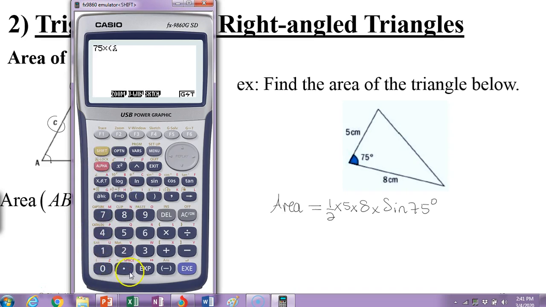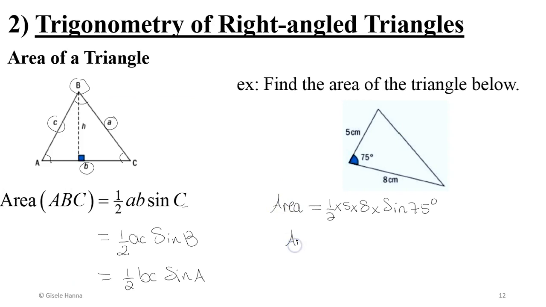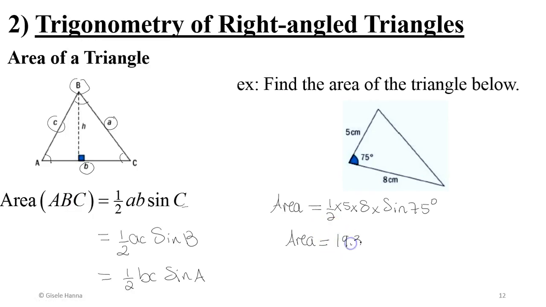pi divided by 180 in order to convert that angle to radians. Then I would take sine of the answer and then multiply it by 20. Yes, that's 4 times 5, so multiply it by 20. So over here, the area would be 19.32 centimeters squared.